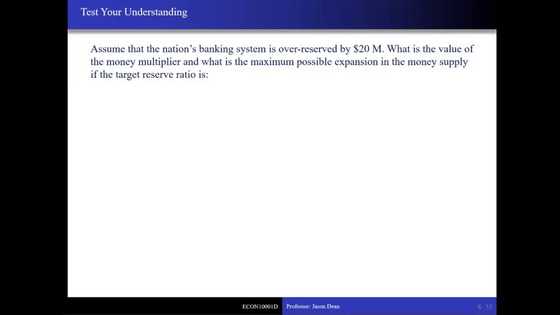So it's asking, what is the value of the money multiplier? And what is the maximum possible expansion in the money supply if the target reserve ratio is 10%? So does someone want to calculate that?